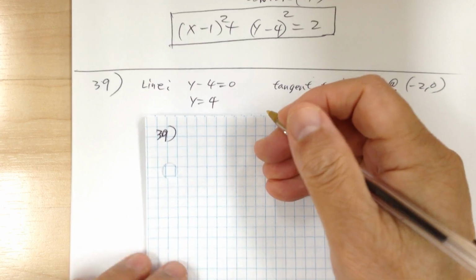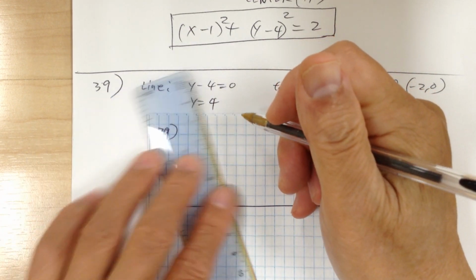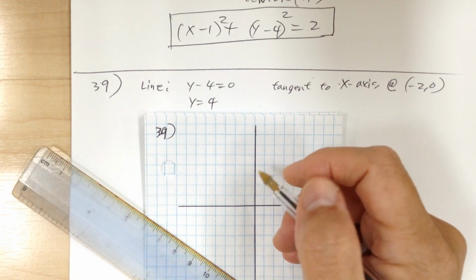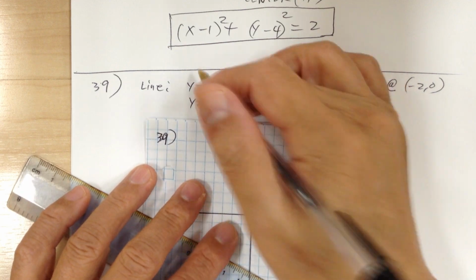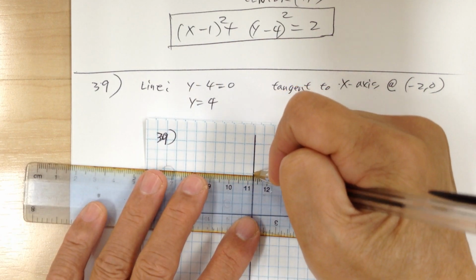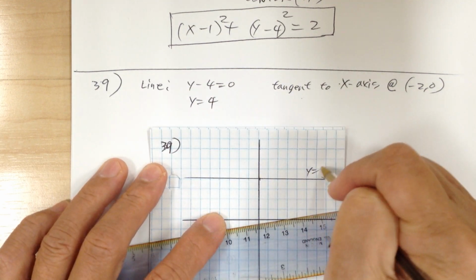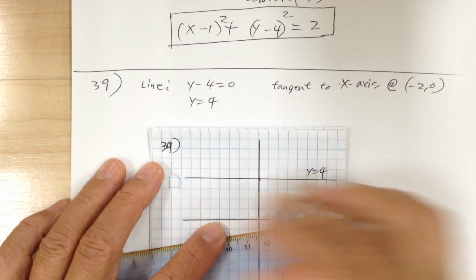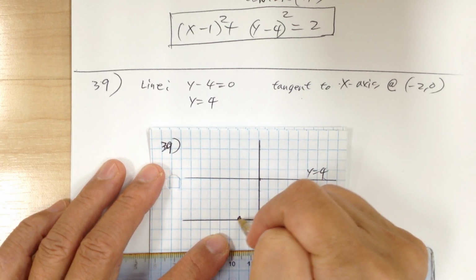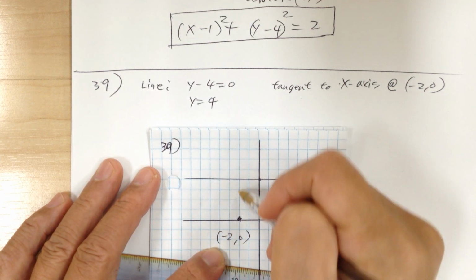So again, you sketch it out. The center is on the line y equal to 4, so 1, 2, 3, 4. The center is going to be on this line over here. So the center is somewhere over here, and it's tangent to the x-axis at -2, 0. So it's tangent to the x-axis at this point. That's your -2, 0, the point of tangency.